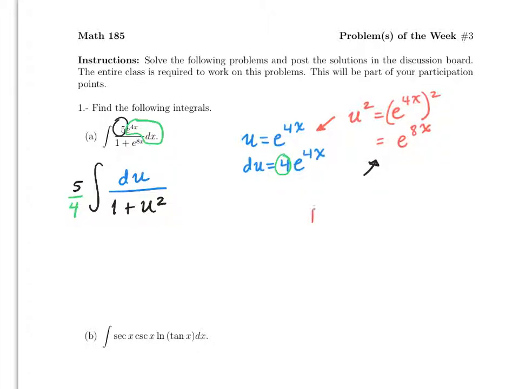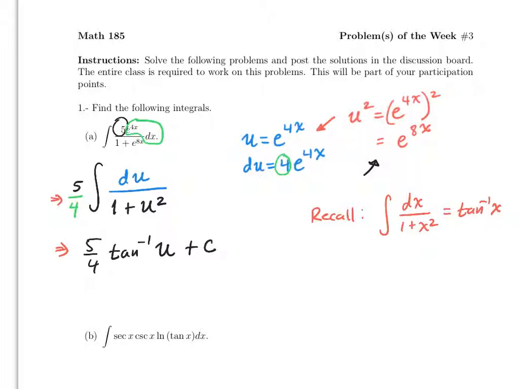Recall from Calculus 1 that the integral of dx over 1 plus x squared is equal to tan inverse of x. So we use that, we end up with 5 over 4 tangent inverse of u plus c, where in our case u is equal to e to the 4x, and that's it.